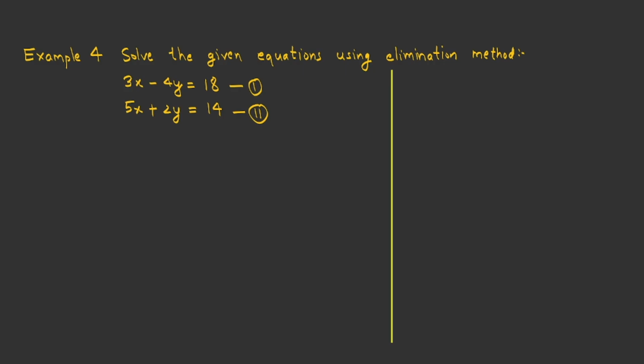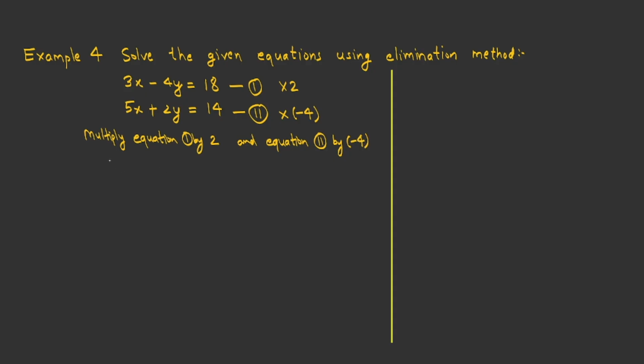अब अगर यहाँ हमें y को रिमूव करना है, if we want to eliminate y, then you can see in equation 2 we have coefficient as 2. So you will multiply equation 1 by 2, and in equation 1 the coefficient of y is minus 4, so we will multiply equation 2 by minus 4. So multiply equation 1 by 2 and equation 2 by -4. मल्टीप्लाई करने के बाद क्या मिलेगा?